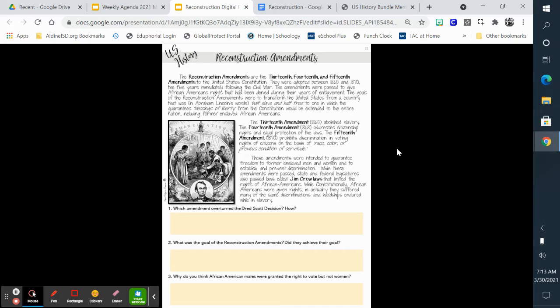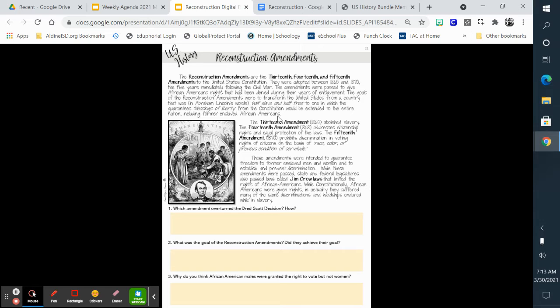What was the goal of the Reconstruction Amendments? Well, if we look back at this sentence right here in that first paragraph, the goals of the Reconstruction Amendments were to transform the United States from a country that was half slave and half free to one in which the guarantees and blessings of liberty from the Constitution would be extended to the entire nation, including formerly enslaved African Americans. That's the goal. Do you believe they achieved the goal? That's a question for you to answer.